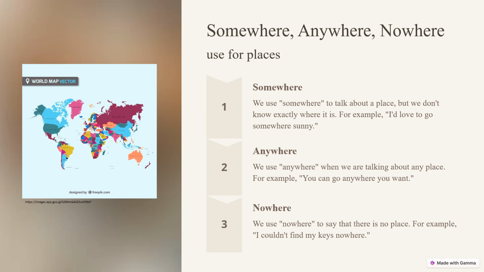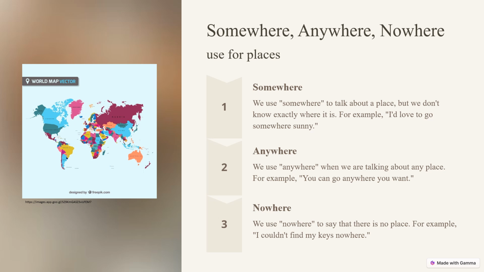Somewhere, anywhere, and nowhere. We use it for places. We use somewhere to talk about a place, but we don't know exactly where it is. For example, I'd love to go somewhere sunny.